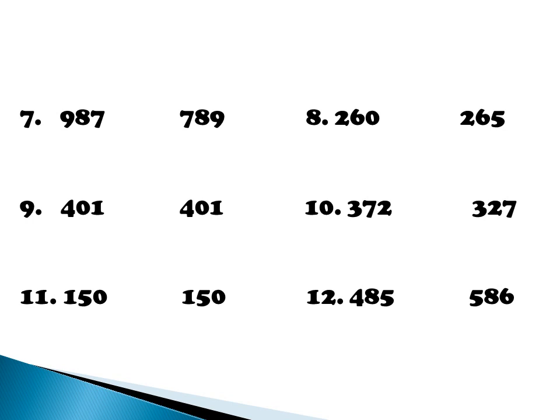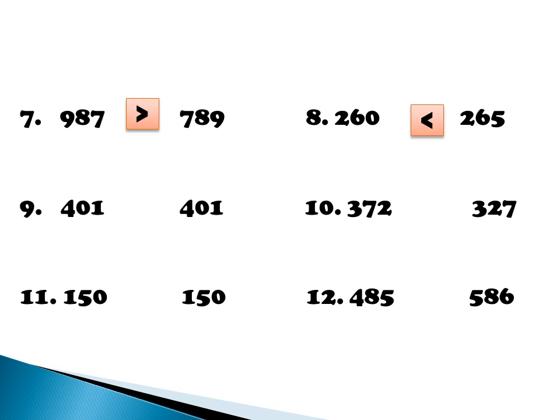987, 789. Look at the hundreds place. 9 or 7, which is the greatest number? 9. So 987 is the greatest number. Now let's go to 8. 260, 265. In the hundreds place, 2 is the same. In the tens place, 6 is the same. So in the ones place, 0 or 5, which is the greatest?